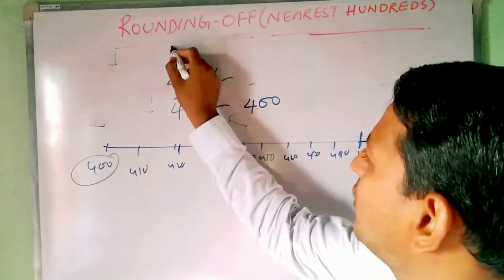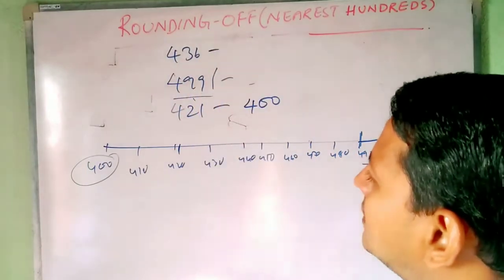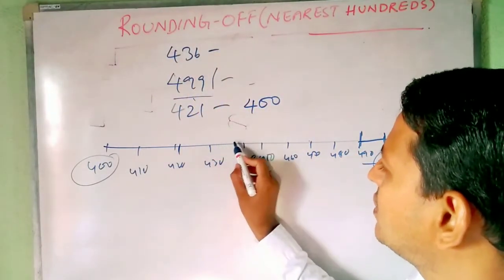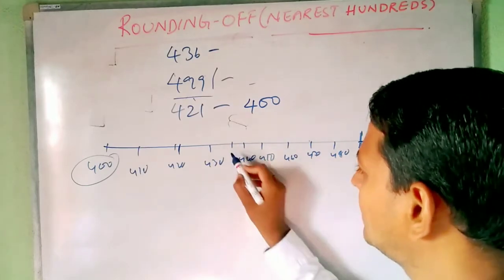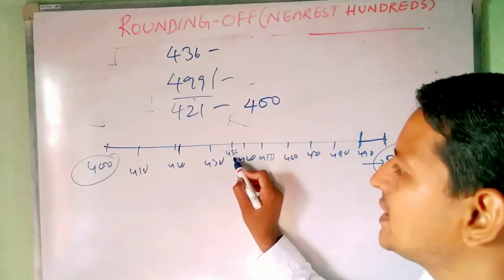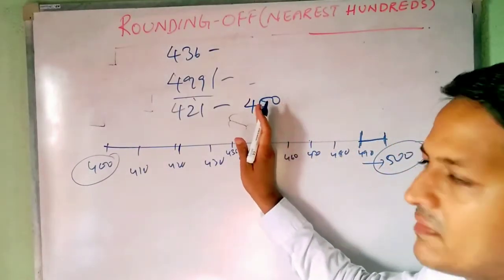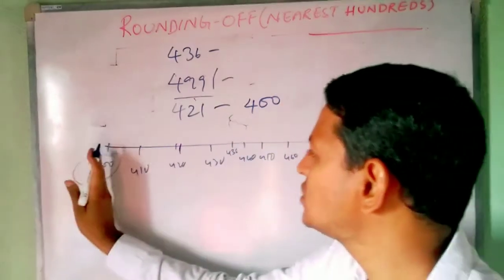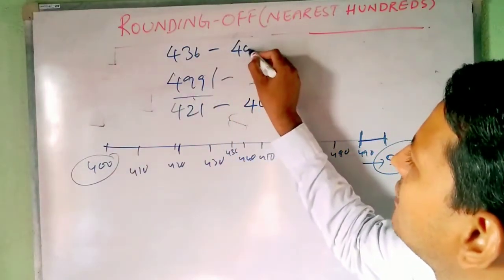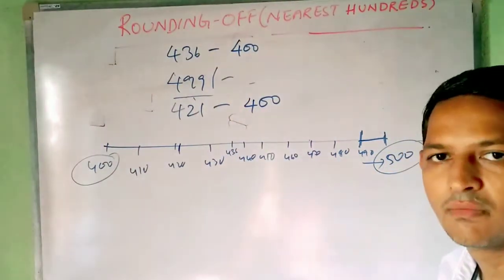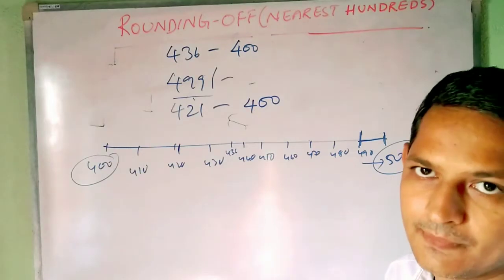Now if I take 436, where is 436? 431, 32, 33, like that. 436 is here. Now this 436 is close to 400 or 500. 450 is exactly half, so this is close to 400. So when 436 is rounded off, we write it as 400.